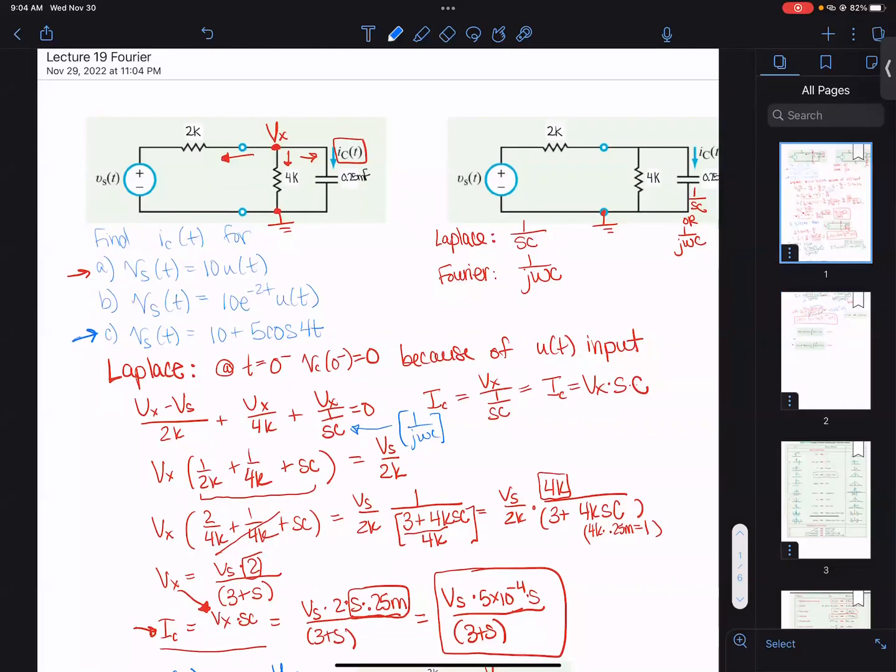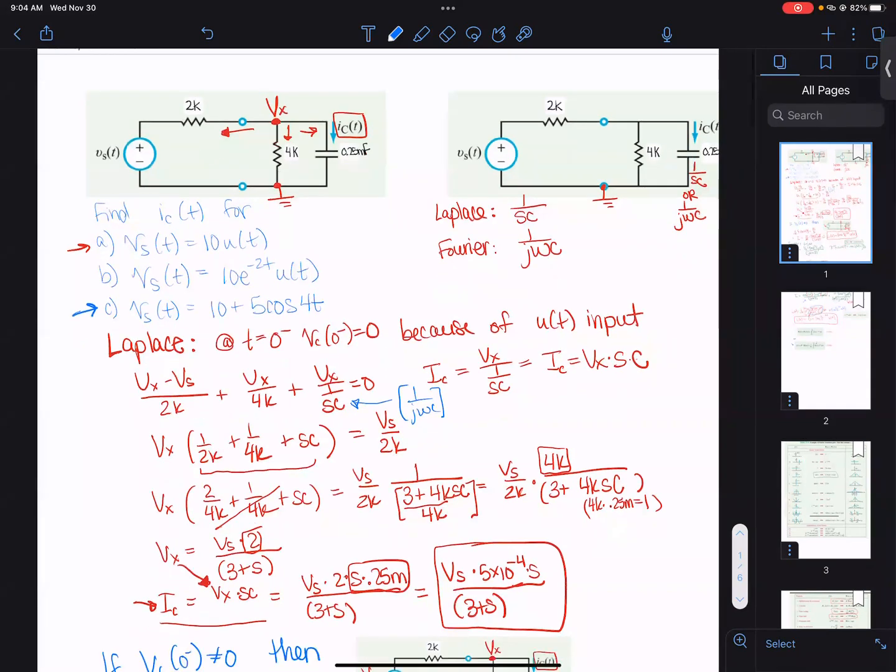All right, so why don't you guys tackle the second input? So V of S is 10e to the minus 2t of t. Solve it both Fourier and Laplace. So the function will be the same, IC will be the same, it's just your input is now a different input.